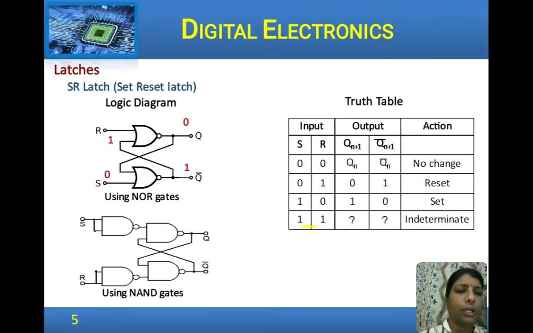And if 1 and 1 are given, it goes into an indeterminate state, that is the output. You can see that the outputs keep toggling and they are not stable. So that is called an indeterminate state, and to an SR latch, the 1 1 state should not be given as an input.